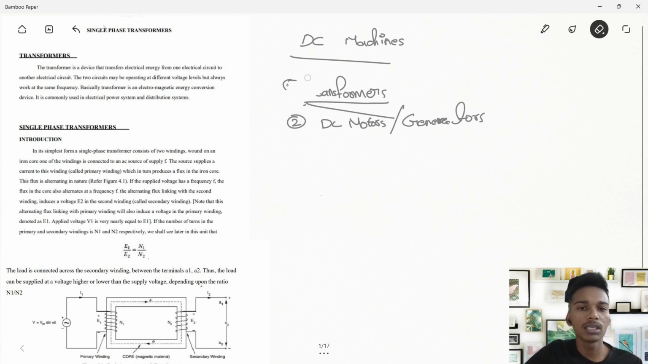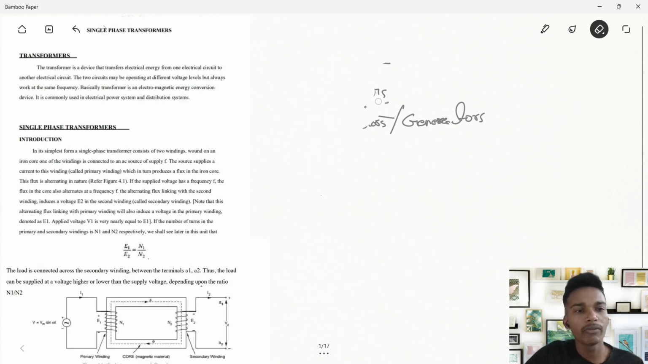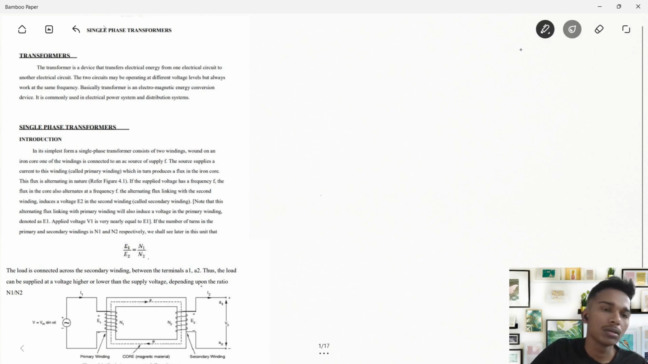In our syllabus, we have only single-phase transformers, and we don't have any three-phase transformers. So I will limit myself to single-phase transformers. Before diving into the topic, we will discuss what is meant by a transformer. A transformer is a device that transfers electrical energy from one electrical circuit to another electrical circuit. The two circuits may be operating at two different voltage levels, but always work at the same frequency. Basically, a transformer is an electromagnetic energy conversion device. It is commonly used in electrical power systems.